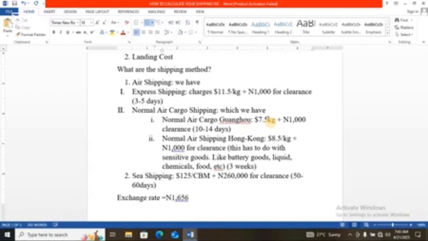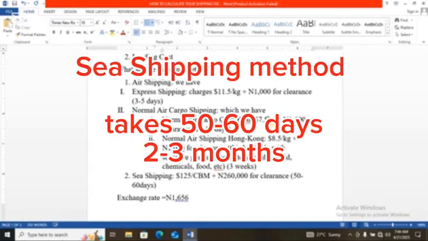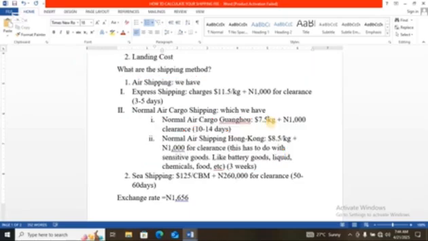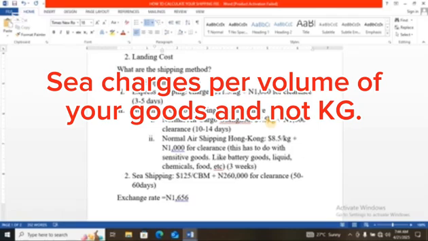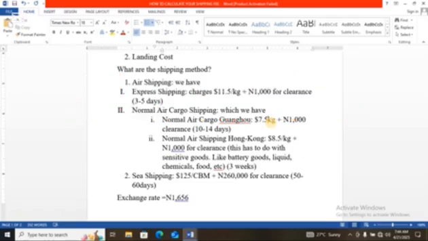And then the other shipping method is what we call the sea shipping method. Now the sea shipping method takes approximately 50 to 60 days, that is 2 to 3 months. So you could see the price here. They don't charge you per kg, they charge you per volume. That's why it is in cubic meter. So by the space it consumes or by the volume of your item.